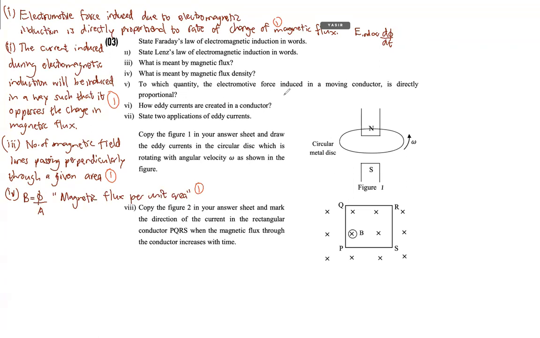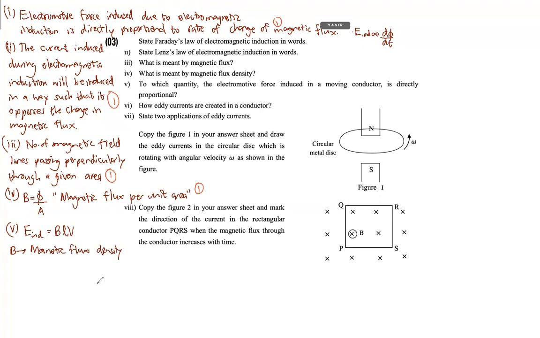To which quantity is the electromotive force induced in a moving conductor directly proportional? Hope you can remember, there's an equation for electromotive force induced in a moving conductor. It should have been plural, quantities. So we know Roman 5, electromotive force induced in a moving conductor is given by BLV. Correct? So the 3 factors: one, B is going to be magnetic flux density.